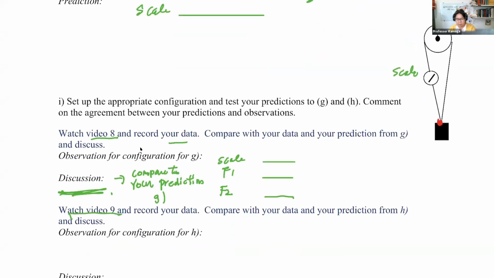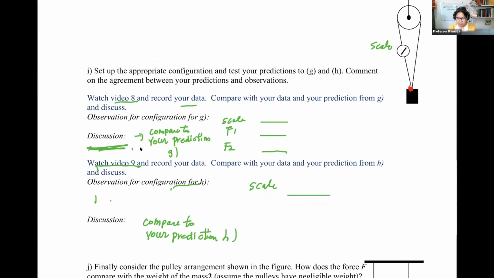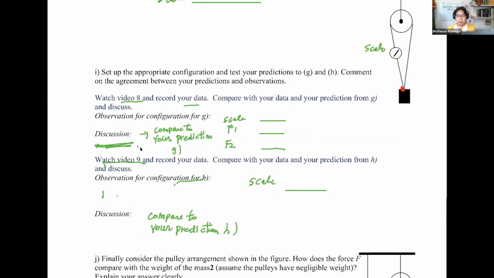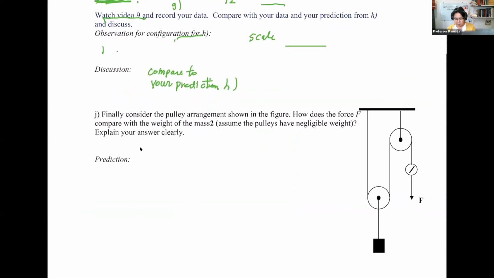Same thing with video 9: watch it and see what the scale actually reads. And then make a discussion, compare to your prediction in H. Okay, so you're going to make a comparison. So these are the lab measurements, and then you're going to make a discussion.